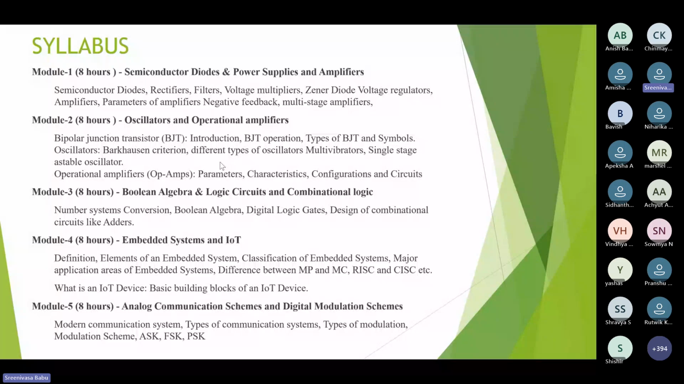Multivibrators are similar to oscillators, but you can say that it is a subset of oscillators. They can only produce a square wave, so their area of operation is generally restricted to square waves. We'll see the operation of a single stage astable oscillator, which is basically nothing but a multivibrator.